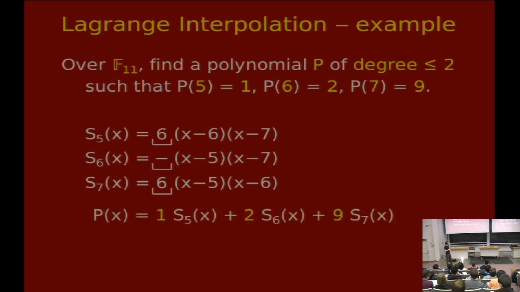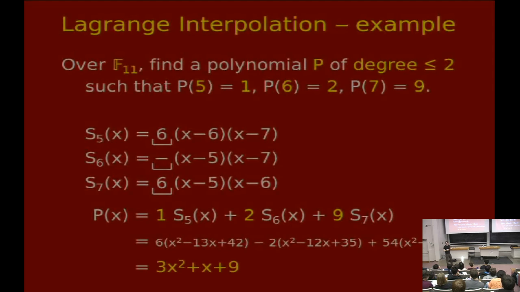And then to get the values 1, 2, and 9, you take 1 times S5 plus 2 times S6 plus 9 times S7. And it's a very long expression. But then in the end, you get some small degree 2 polynomial, which you can now check actually gives you 1 at 5, and 2 at 6, and 9 at 7. Okay. So most of the main work is actually figuring out what this coefficient is to get 1s in the selector polynomial. Any questions? You should go home and practice this.